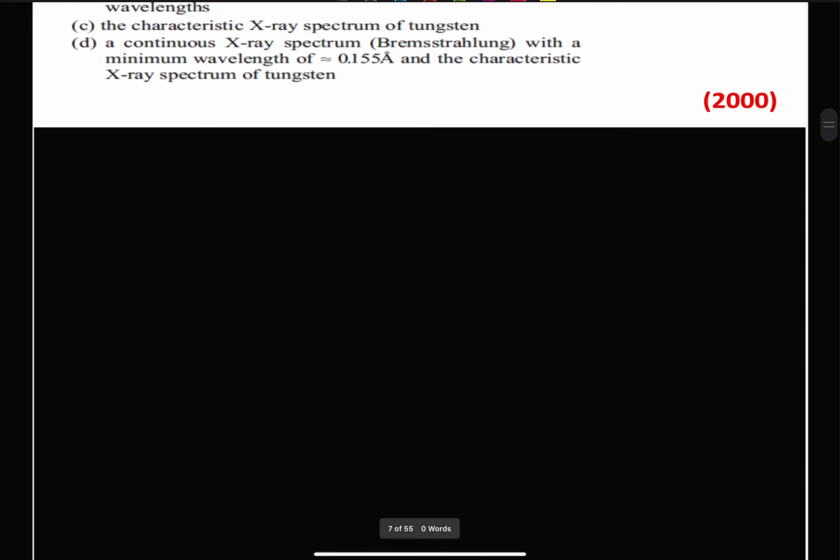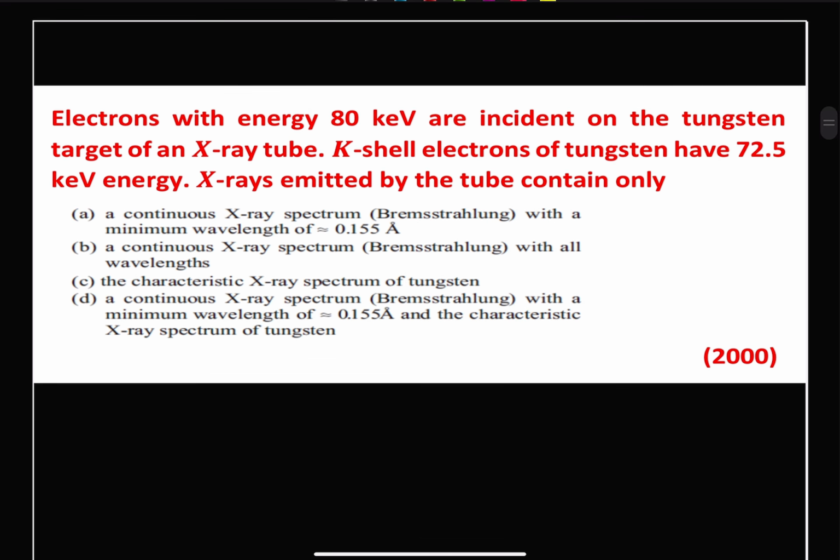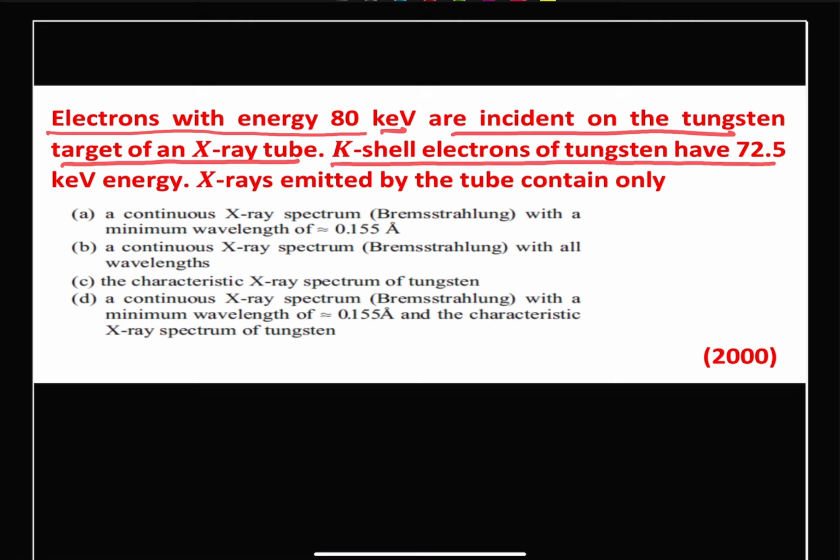Next question. We are given that electrons with energy 80 kilo electron volt are incident on a tungsten target of an X-ray tube. K shell electrons of tungsten have 72.5 kilo electron volt energy. X-rays emitted by the tube contain only.